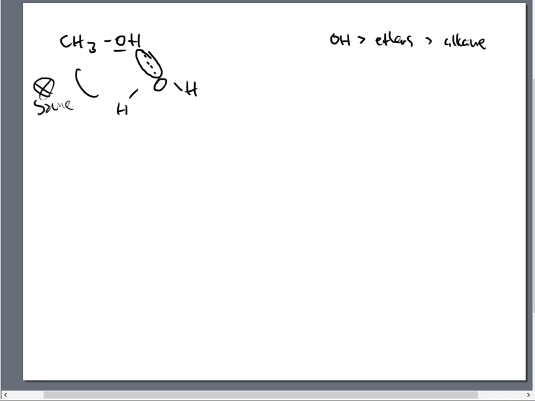Okay, so there's an example of hydrogen bonding, but you know what, folks? Alcohols are not the only thing that can participate in hydrogen bonds. Look at this other group. Oh, this other group is a nitrogen-containing group that we call an amine, the amines.